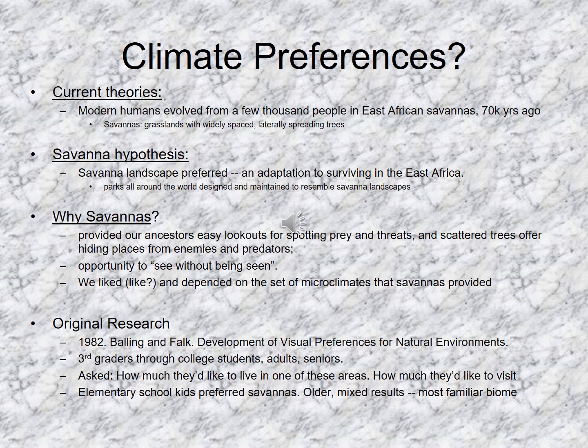But this climate theory that came out, the savanna hypothesis, was developed out of this study. And it became very controversial when they were claiming this is evidence that humans evolved in the East African savannas because kids liked the savanna habitat.